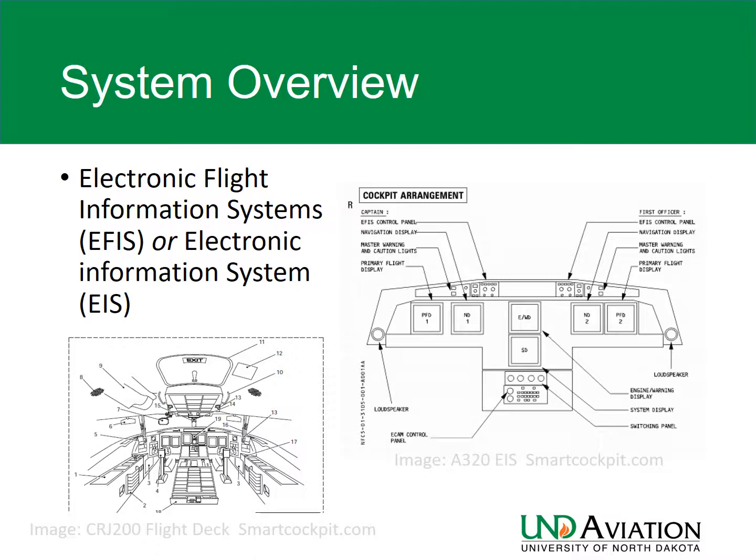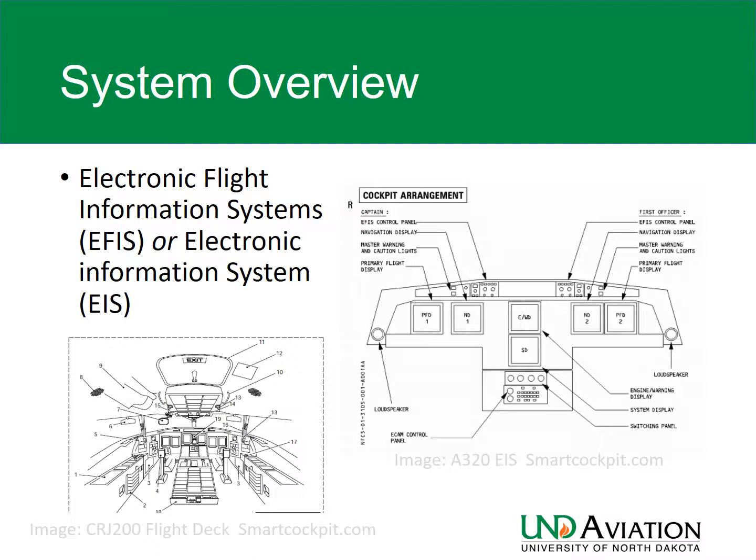If we look at an example of an Airbus, we have the similar example. We have a PFD on the outboard side, and this is in the graphic on the right side part of the screen. So those we have PFD1 on the captain's side, PFD2 on the FO's side.